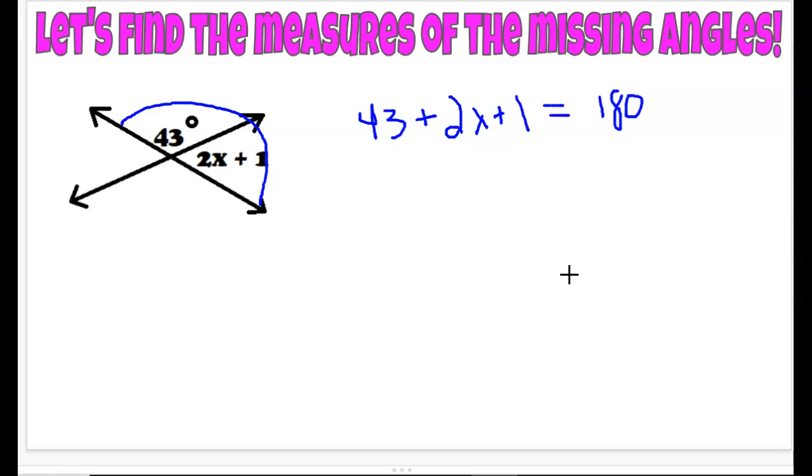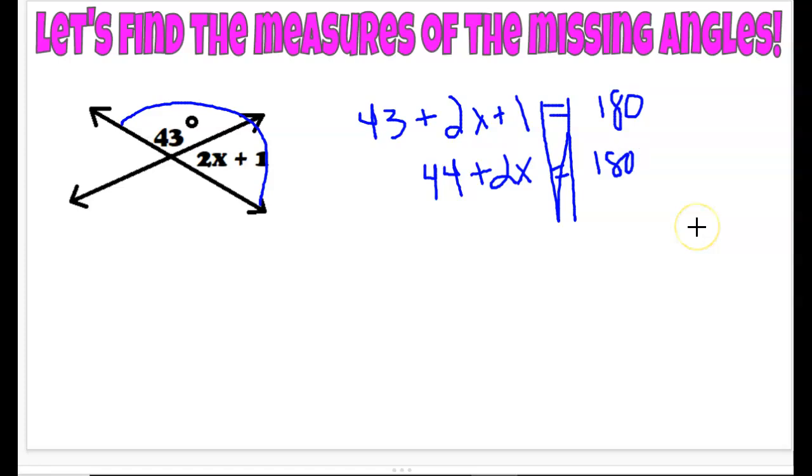So before I can start solving for x, I should look for anything that I can combine. There's my ladder. On the left side of the ladder, I see a constant of 43 and a constant of 1. I can combine those like terms. 43 plus 1 is 44. I haven't done anything with the 2x yet, so I'm going to write that next. Write my equal sign, and then bring down the 180.